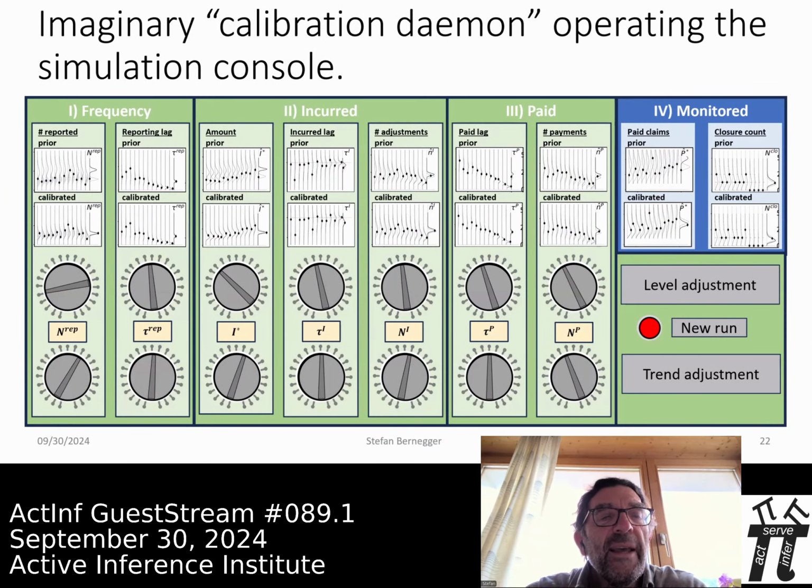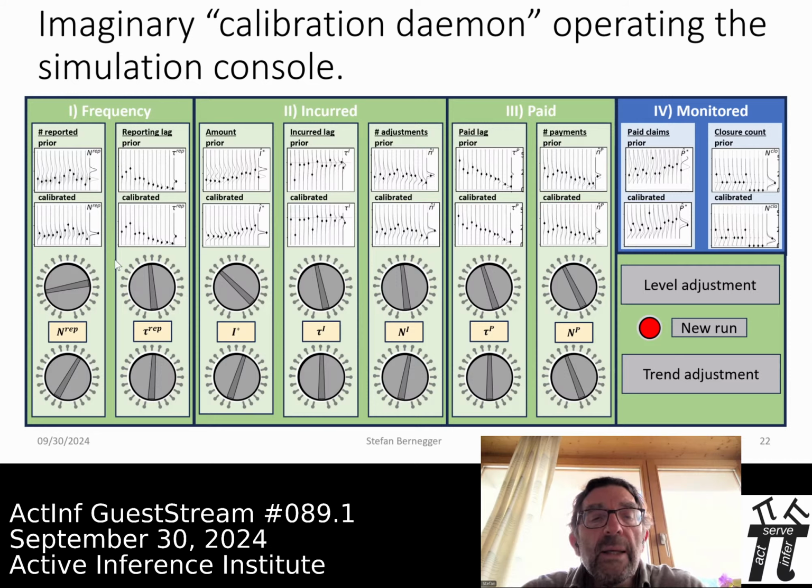Now here, what I've put everything into one chart to say, at the end what we have is different reduced random variables. So here's the number of reported claims, then we have the reported lag and the incurred amount, the incurred lag, the number of incurred adjustments. Then for the paid, we have the paid lag and the number of payments. And what I've shown on the right are some additional, strongly dependent variables, which we can use to check if the model is okay.